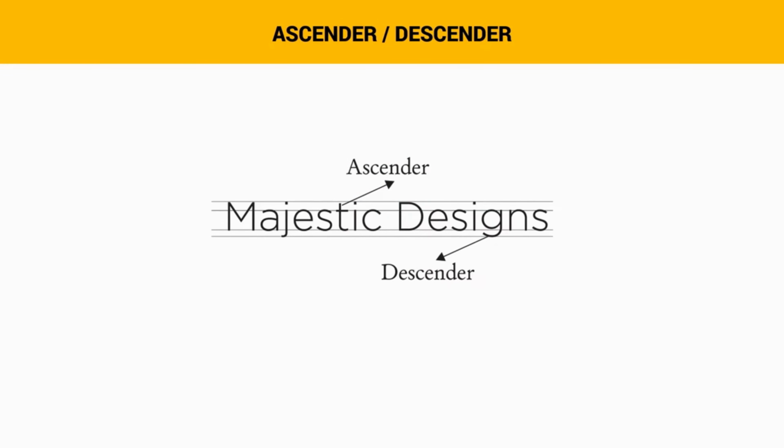Ascender is the portion of a lowercase letter that extends above the mean line of a font, the x-height. On the other hand, descender is the portion of a letter that extends below the baseline of a font.